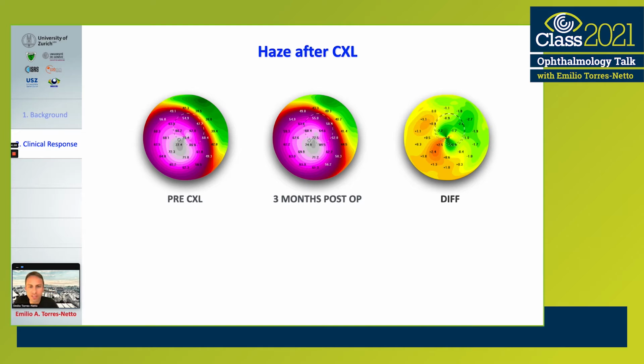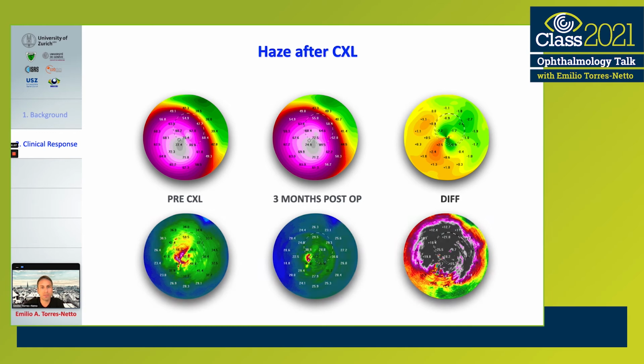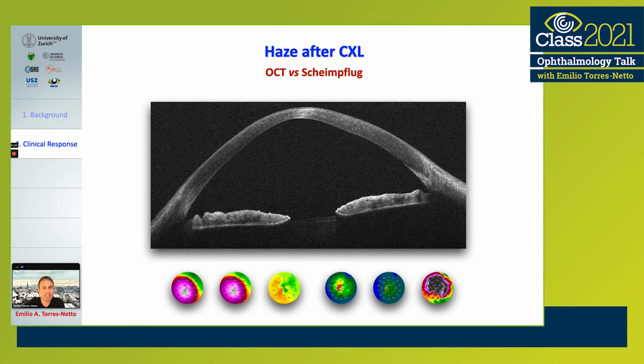Here you see a cornea 3 months after cross-linking was performed, and it is clear that there is a haze, and this is demonstrated by the densitometry, the differential map on the right below image. And in this case, we should ask ourselves if haze really is causing the alteration of the corneal surface, and this has a direct impact on the technology that we use. So is the technology that we are using good enough for differentiating and measuring these surfaces even with haze?